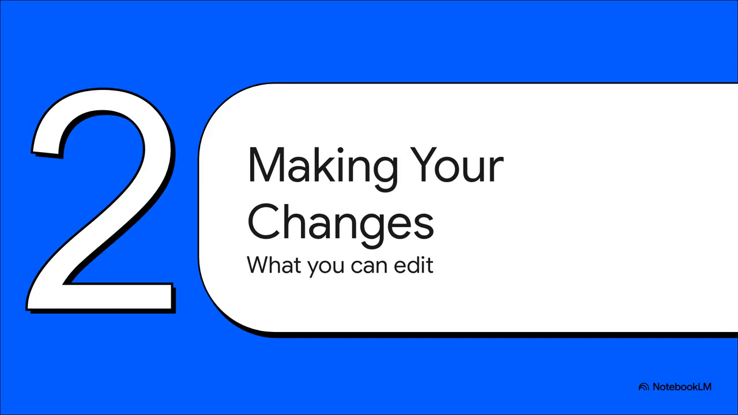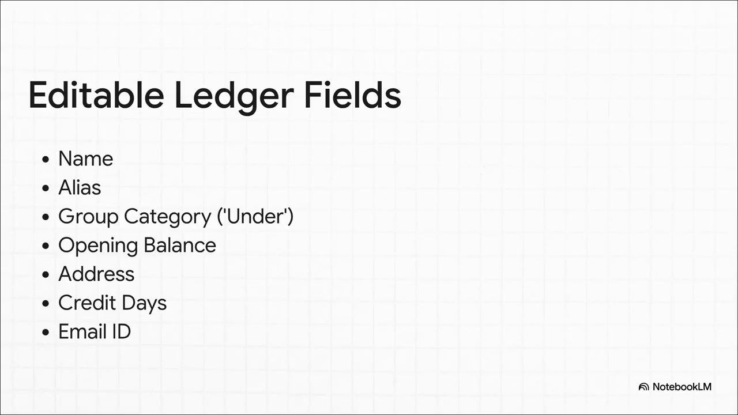All right, now we're in. This is the Ledger Alteration screen. You can think of this as your command center for this specific ledger. Pretty much every detail is right here at your fingertips, ready to be changed. And I mean, you have a ton of control. You can fix a typo in the name, you can move the ledger to a completely different group, you can adjust that opening balance, or even update things like the address and email. It is all right here, super straightforward.